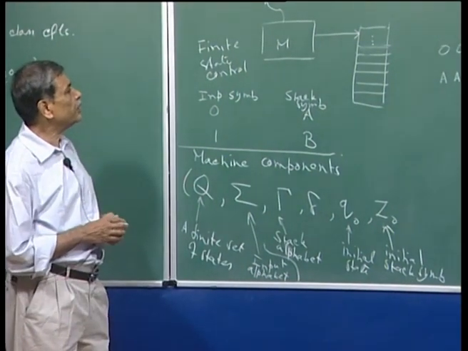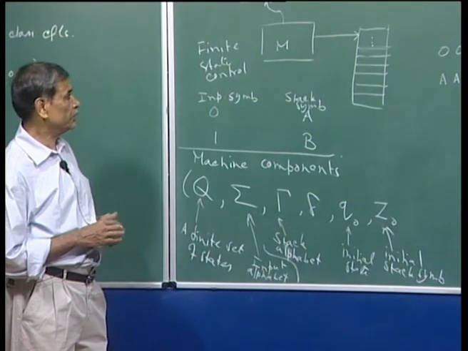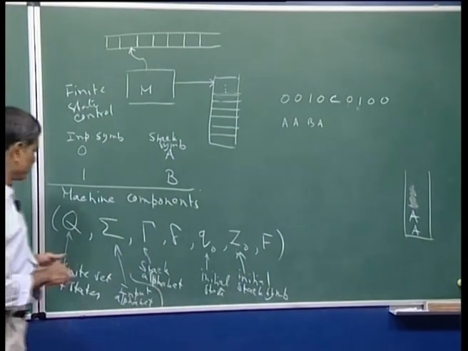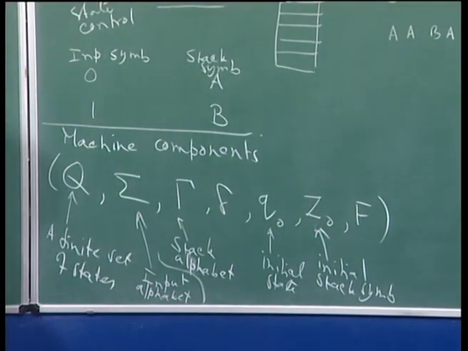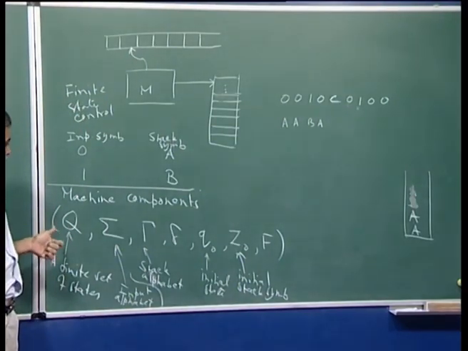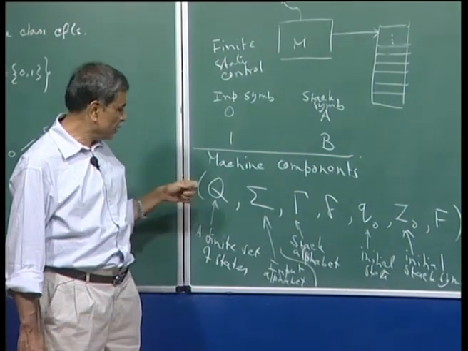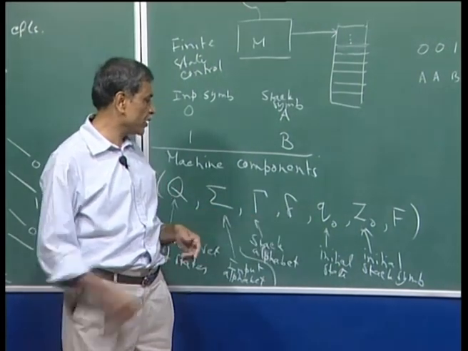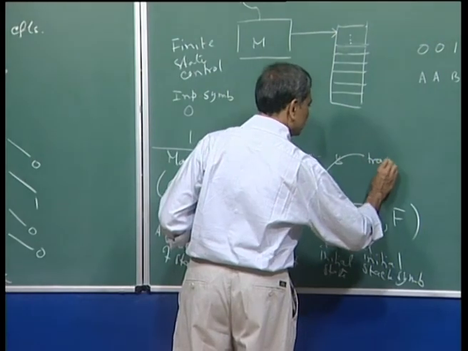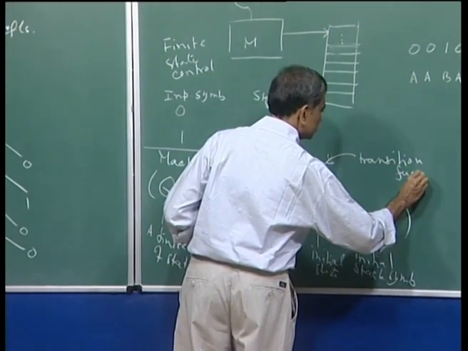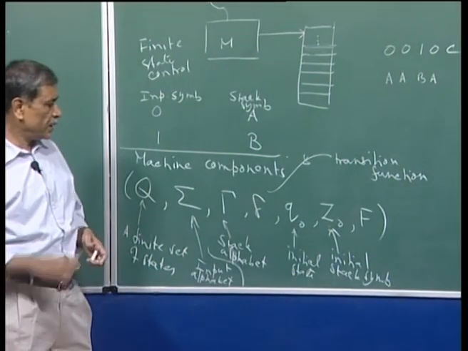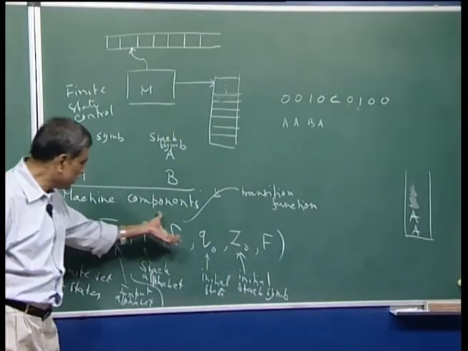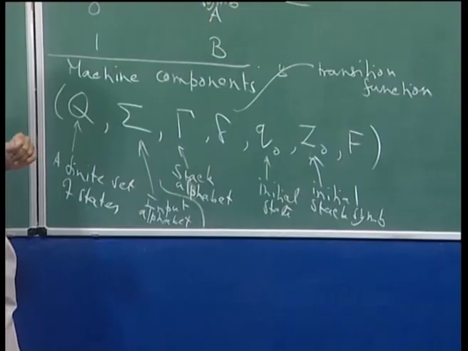And of course, like finite state machines also, it will have some set of final states or accepting states. So, let me call that f. So, it is not difficult to see, in order to formalize or define such a machine, I need to provide all these 7 components of the machine, namely the set of states, the input alphabet, the stack alphabet, the transition function, then the initial state, the initial stack symbol, and the set of final states.